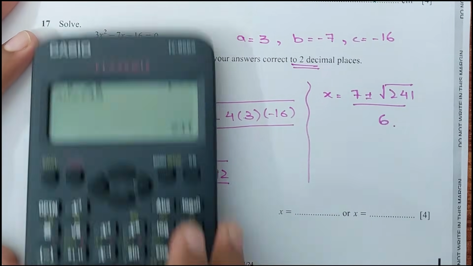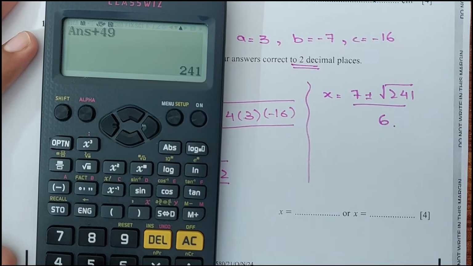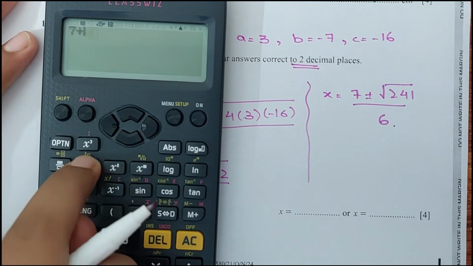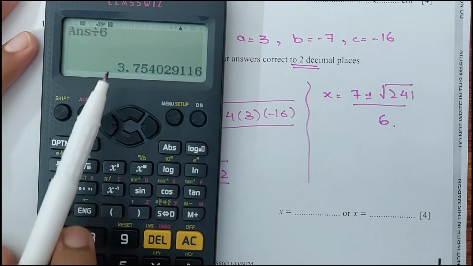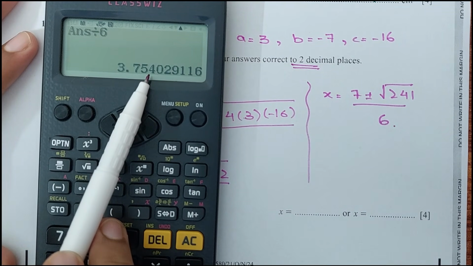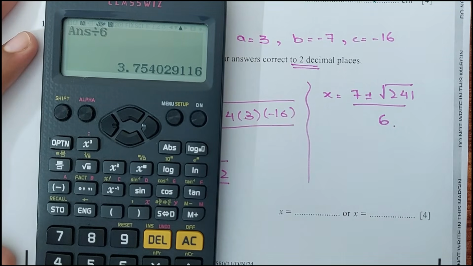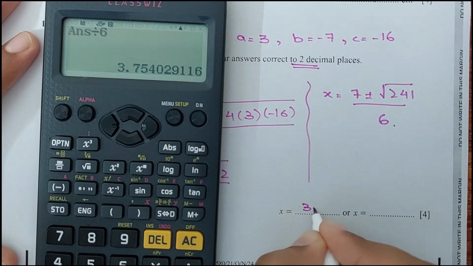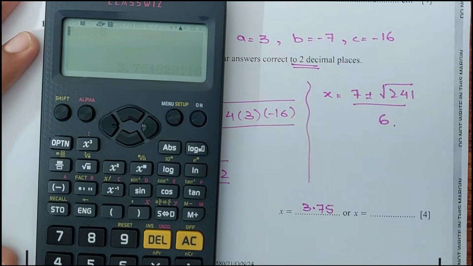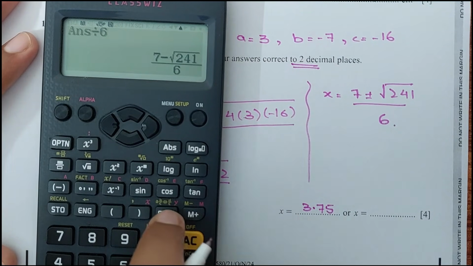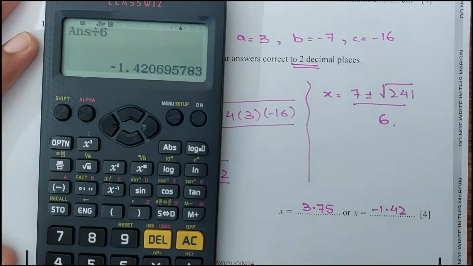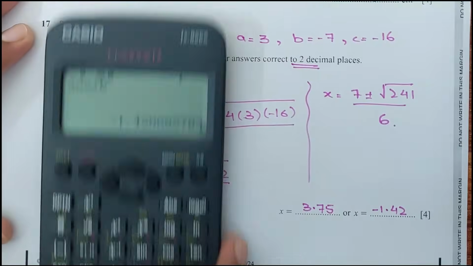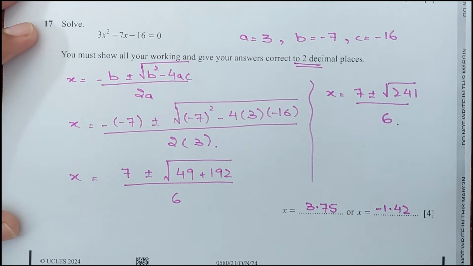Now we have two solutions. 7 plus root 241, divided by 6, up to two decimal places is 3.75. This digit is 4, so it's not rounded up, it's just 75. That is 3.75. And the other one is 7 minus root 241, divided by 6, which is negative 1.42. Because it is 0, it's just 42. So these are the two solutions correct to two decimal places.